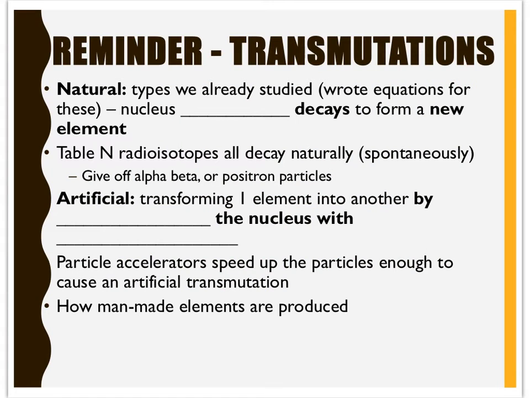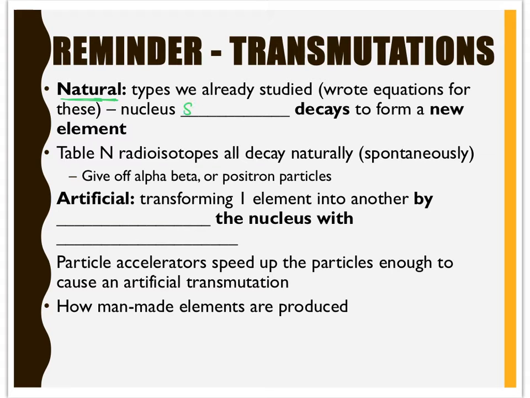So as a reminder from the last lesson, transmutations are when a radioisotope undergoes a change and emits some sort of rare particle, and it changes into something different. It changes into a different element. So we've already looked at different natural transmutations. These are the ones we did the equations for, so that do now question is an example of a natural transmutation.